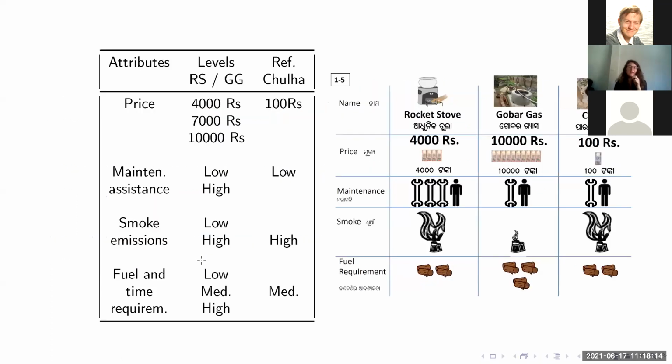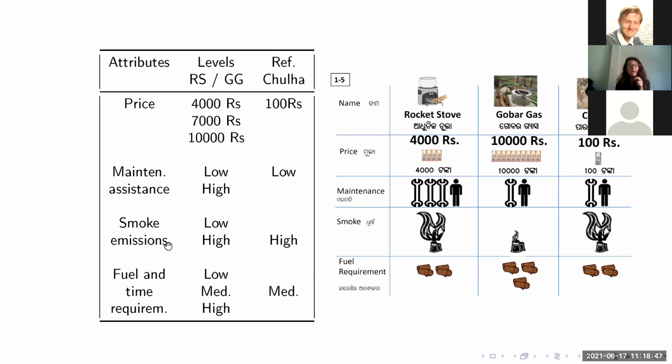Then the last part of the survey we conducted was a discrete choice experiment. We provided these choice cards, like the one you can see on the right. And households had to choose whether they prefer to have the rocket stove, the gobar gas, which is the biogas, or the traditional chula. And each of these stoves was presented with different levels of price, different levels of maintenance assistance, smoke emissions, and fuel requirements. And on the left, you can see all the levels that we used in the discrete choice experiments.